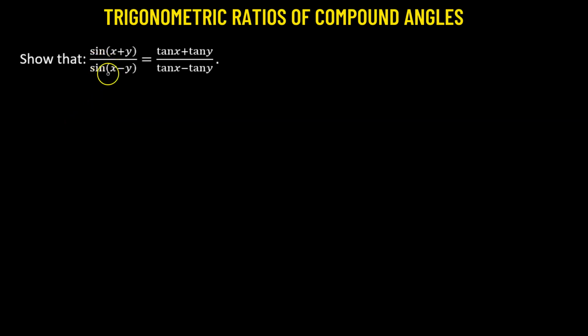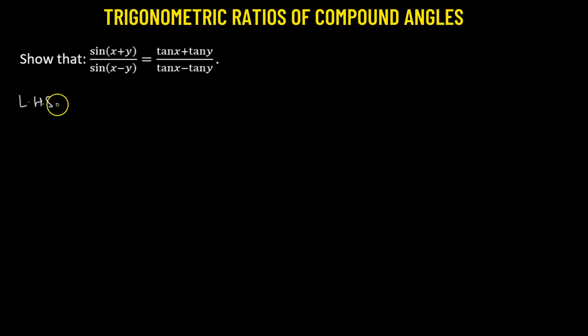In this problem, we need to show that the ratio of sine of x plus y to sine of x minus y is equal to the ratio of tangent of x plus tangent of y divided by tangent of x minus tangent of y. Let us begin. So here we'll start from the left hand side.